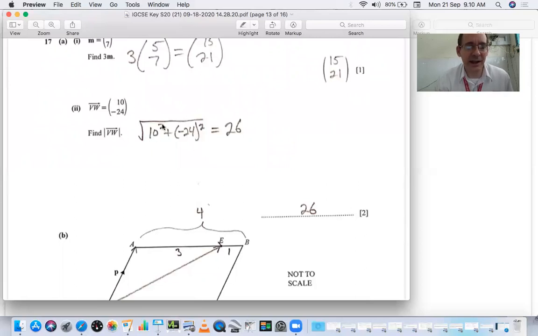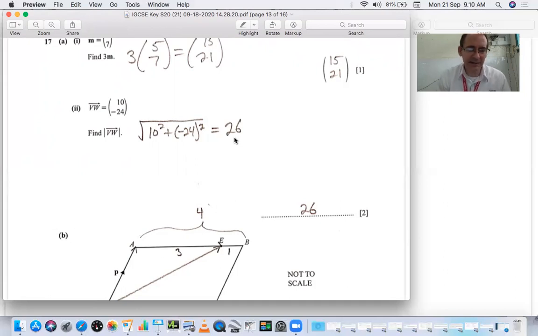So the 10 is your x component, 10 squared, and negative 24 is the y component. So a squared plus b squared equals c squared, square root. When you work that out on your calculator, you get 26. 26 is the magnitude of the vector that goes directly from V to W. The column vector gives you the x and y components on how to get there. So it means over 10, down 24, but the magnitude would be 26.